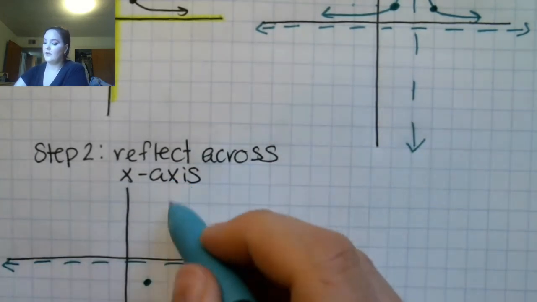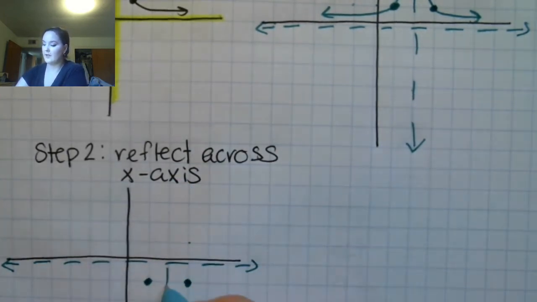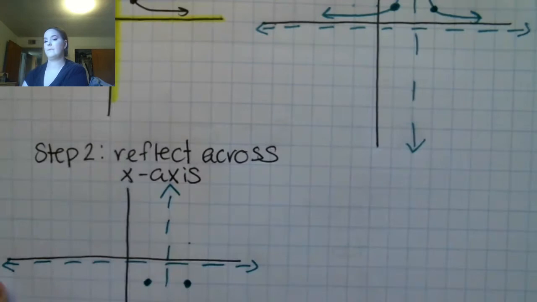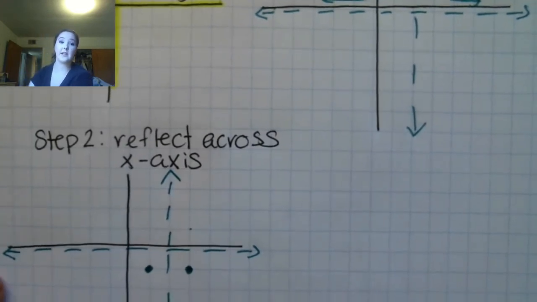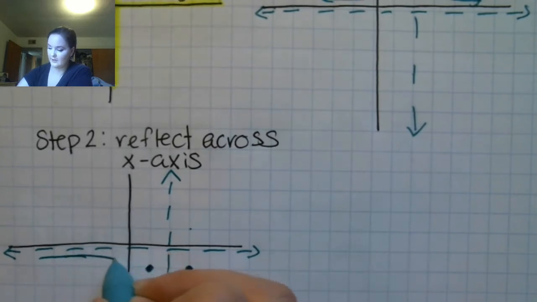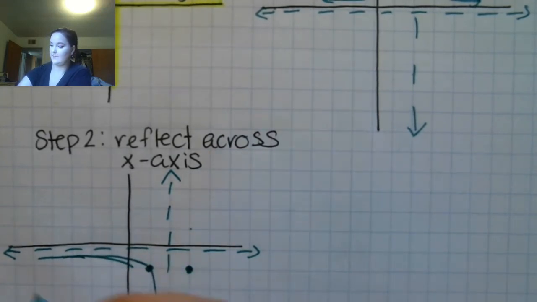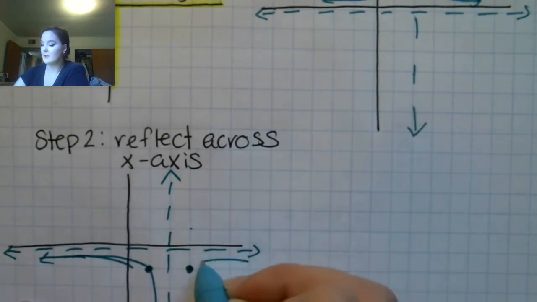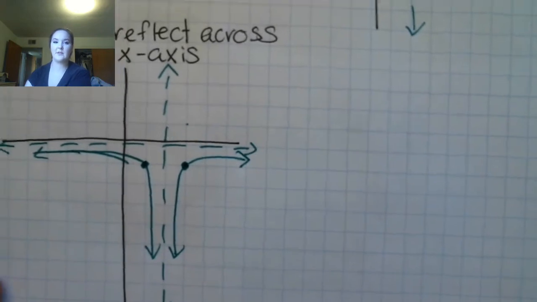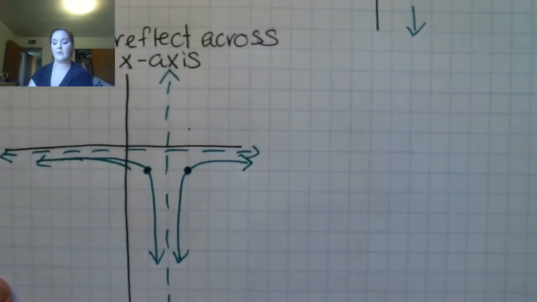Now the vertical line, the top half will reflect down to the bottom, and the bottom half will reflect up to the top. So it looks the same, but it is reflected. And then we're going to draw in our shape. So you can see the shape is upside down, right? Like you would expect from a reflected graph.